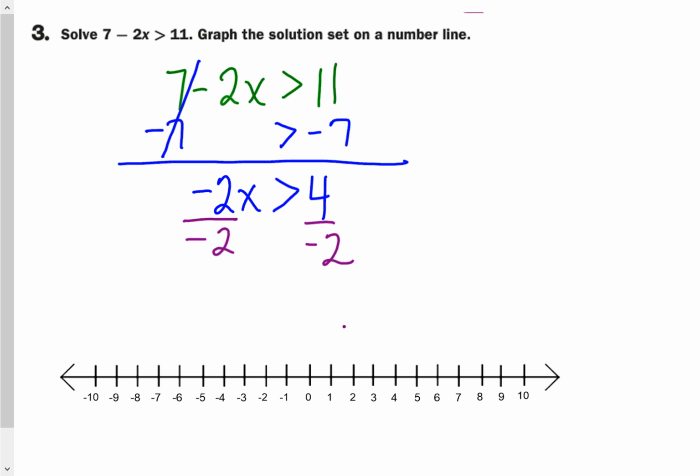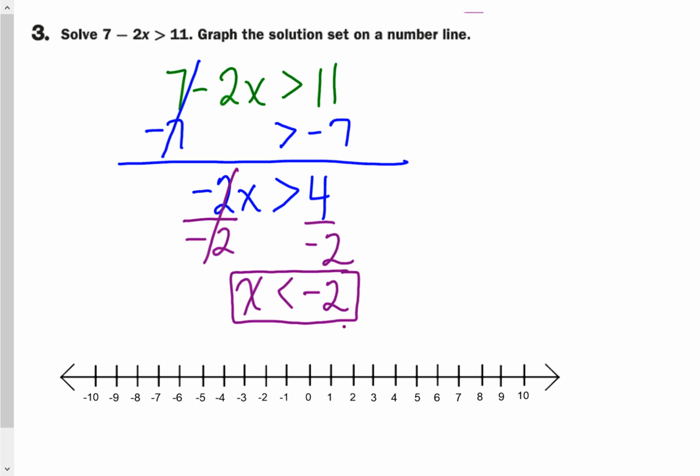Okay, or the inequality. So negative 2 divided by negative 2 is 1, so I'm going to say x. And since I divided by a negative number, I have to switch my sign. So it's no longer greater than, it's going to be less than. And then 4 divided by negative 2 is negative 2.